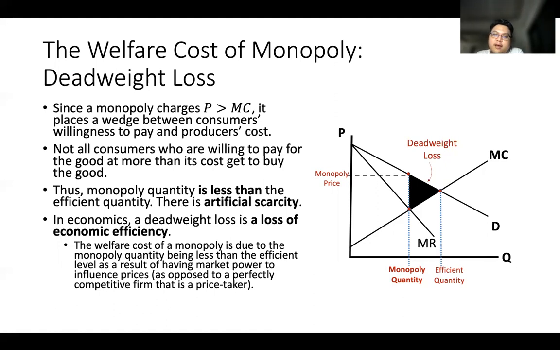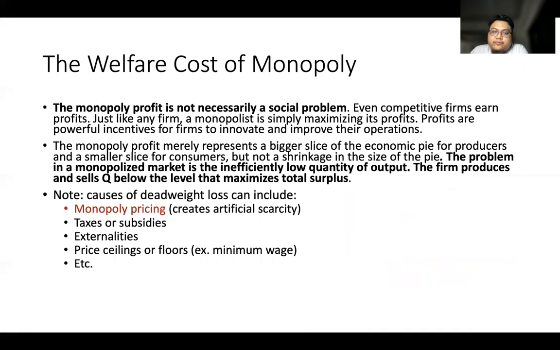In economics, a deadweight loss is a loss of economic efficiency. The welfare cost of a monopoly is due to the monopoly quantity being less than the efficient level as a result of having market power to influence prices, as opposed to a perfectly competitive firm that's a price taker. The monopoly profit is not necessarily a social problem. Even competitive firms earn profits. Just like any firm, a monopolist is simply maximizing its profits.